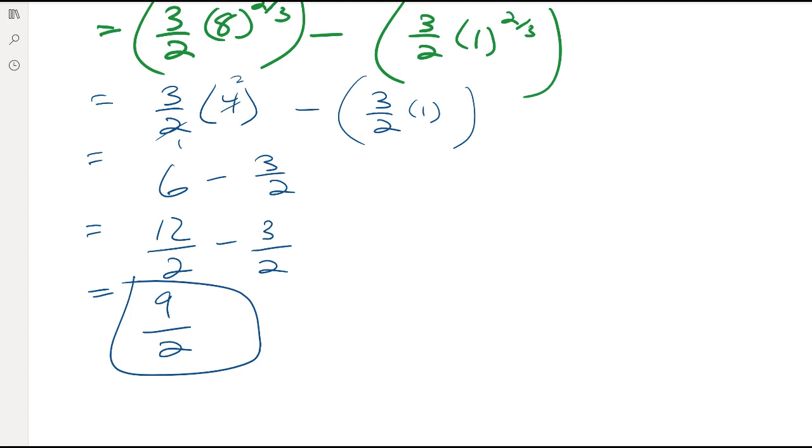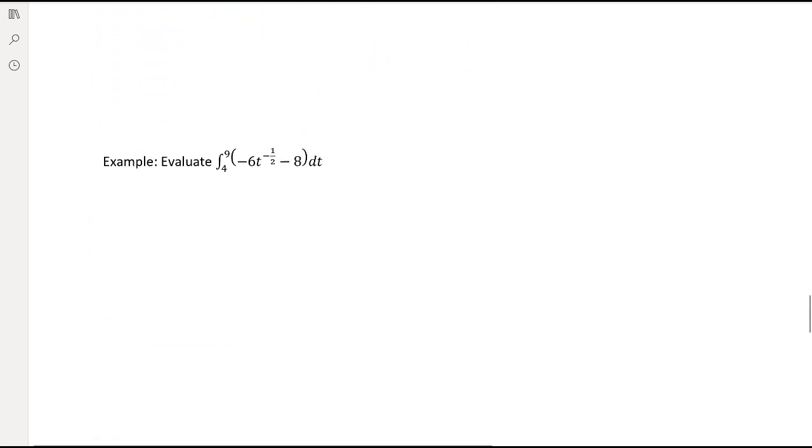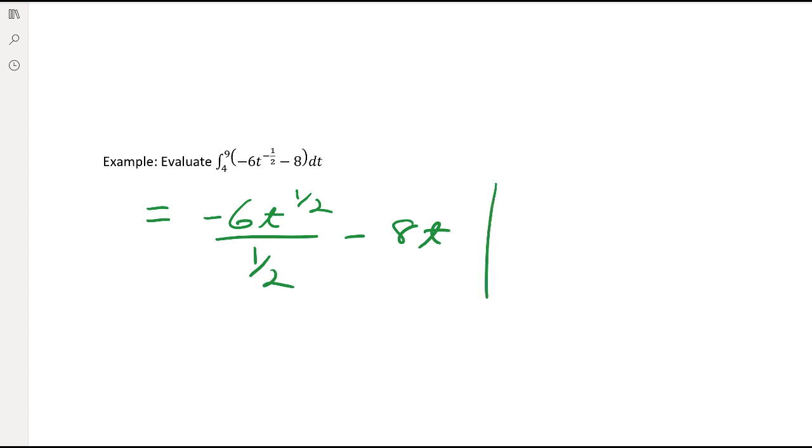All right, hope you guys are a lot more comfortable with this integration stuff. All right, here we go. Just a couple more. What are we doing here? Integrating from 4 to 9, negative 6t to the negative 1/2 power minus 8. All right, let's go ahead and integrate. We're in the correct form. So when we integrate a negative 6t to the negative 1/2, we get a negative 6t to the positive 1/2. When we add 1 to the negative 1/2, we get a positive 1/2. Divided by that same 1/2 power, minus 8t. And this entire thing needs to be evaluated from t equals 4 to t equals 9.